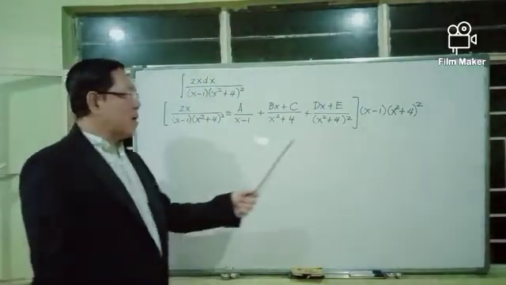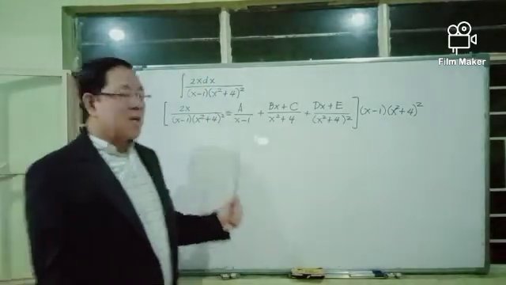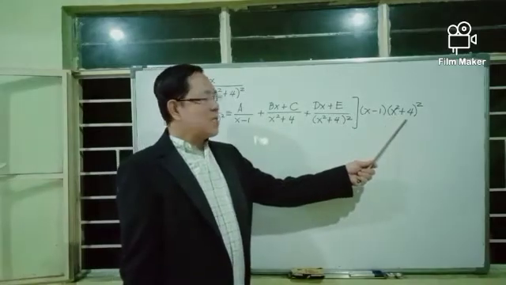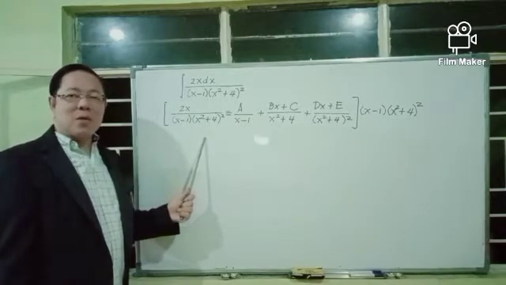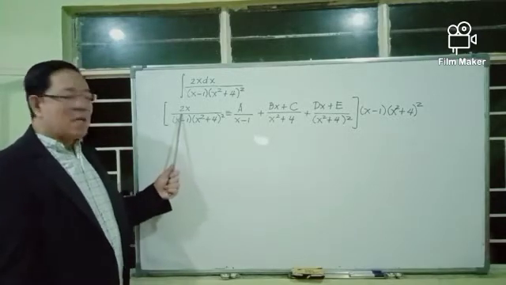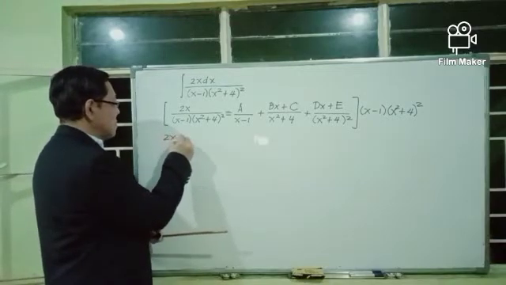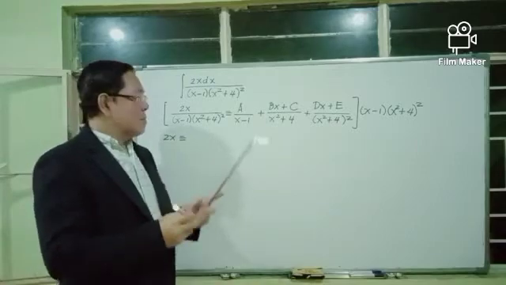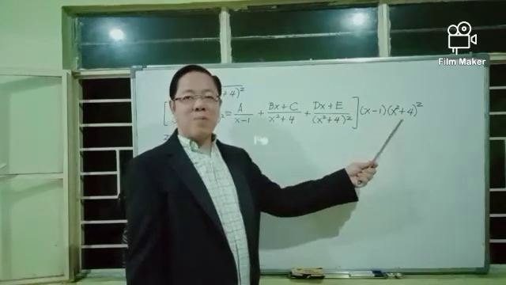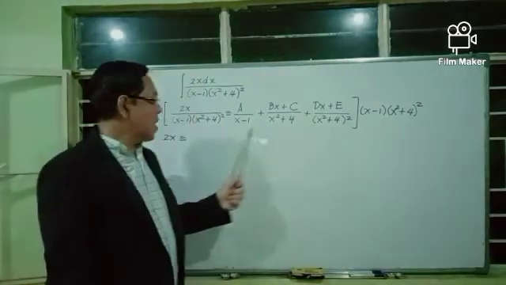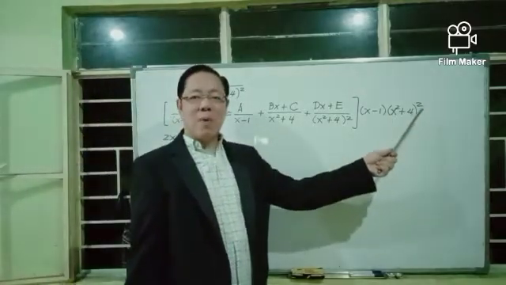Multiplying the left hand side by the LCD, x minus 1 over x minus 1 will cancel out because it's equal to 1. x squared plus 4 to the power 2 will cancel out with x squared plus 4 to the power 2 in the denominator. And we are left with 2x at the left hand side. The first term at the right hand side, we multiply by x minus 1 and x squared plus 4 to the power 2. x minus 1 over x minus 1 is 1, and we are left with A multiplied by x squared plus 4 to the power 2.